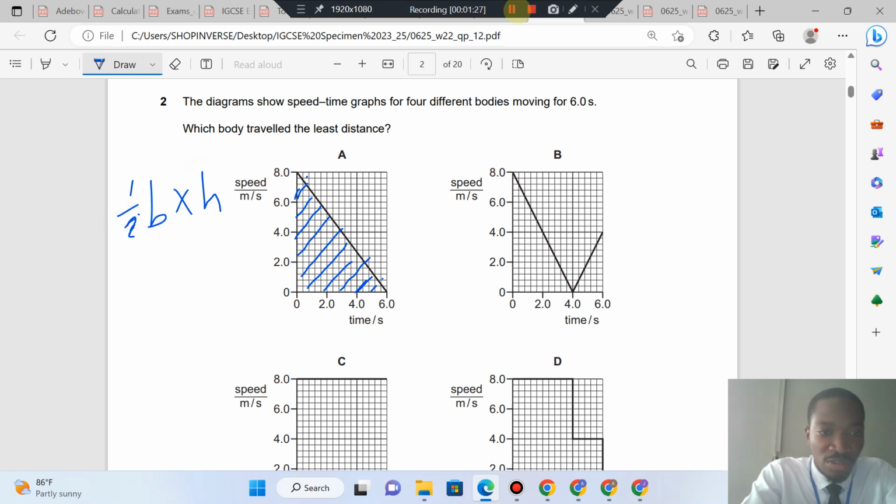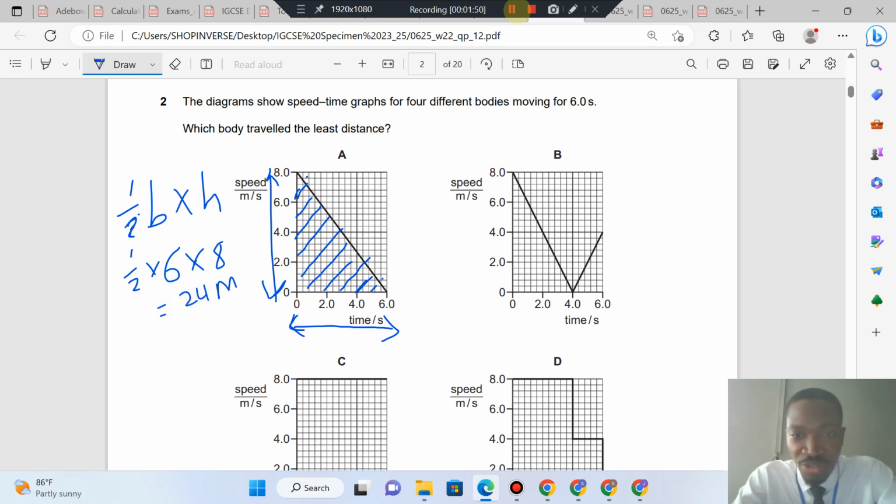For this triangle, the base is from here to here, that is 6, and the height is from top to bottom, which is 8, okay? So you have it as half times 6 times 8. Half times 6 times 8 will give you 24 meters. So we do the same thing for the other shape.